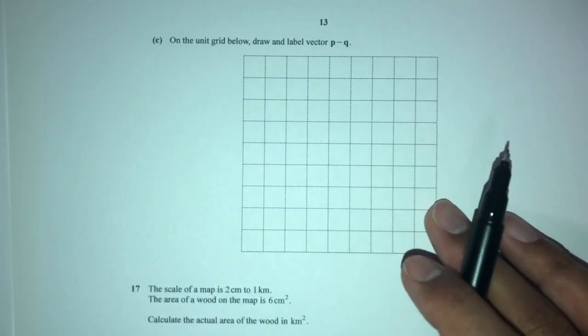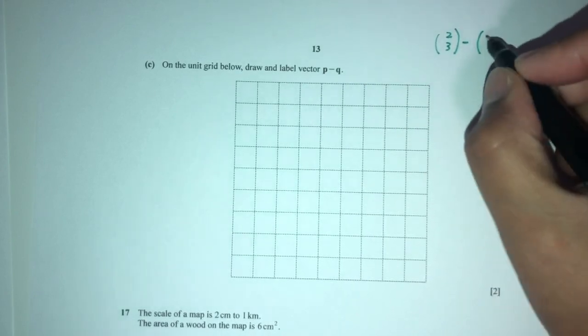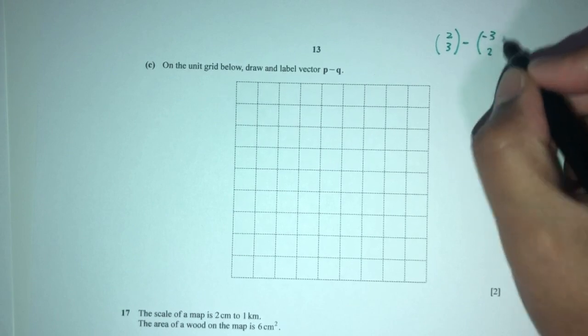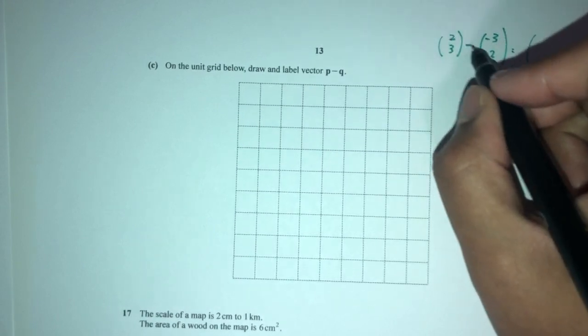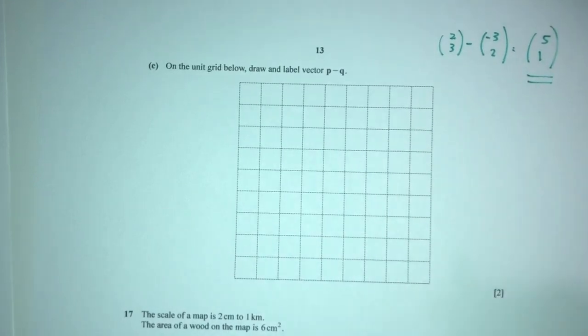So let's move on to part C of your question. So label this one. So let's first find this. What is P? Given to you as 2, 3. What is Q? Given to you as minus 3, 2. That will be what? 2 minus minus will become 5. 5, 1. 5, 1 will be P minus Q.